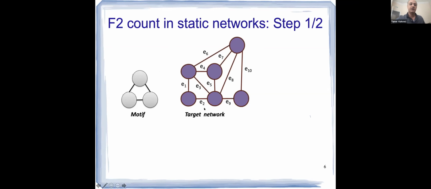In the first step of our algorithm, what we do first is we find all possible placements of the motif on the target network, regardless of their position, regardless of whether they overlap or not. I ignore all the constraints and I find them. For example, one possible placement is edges 1, 2, and 3. So I find this and I keep that information.